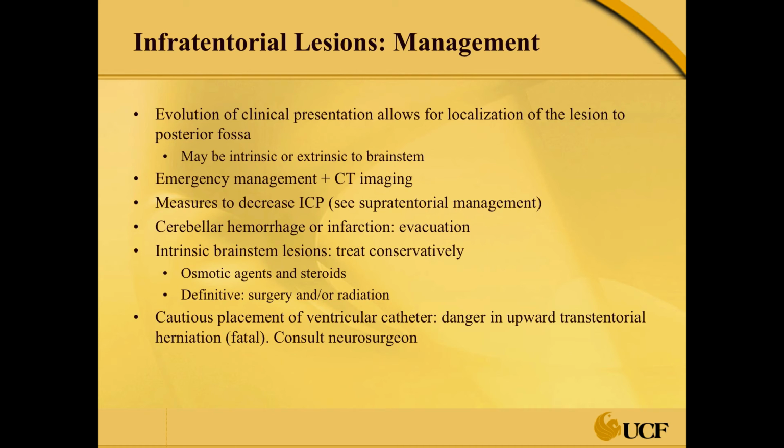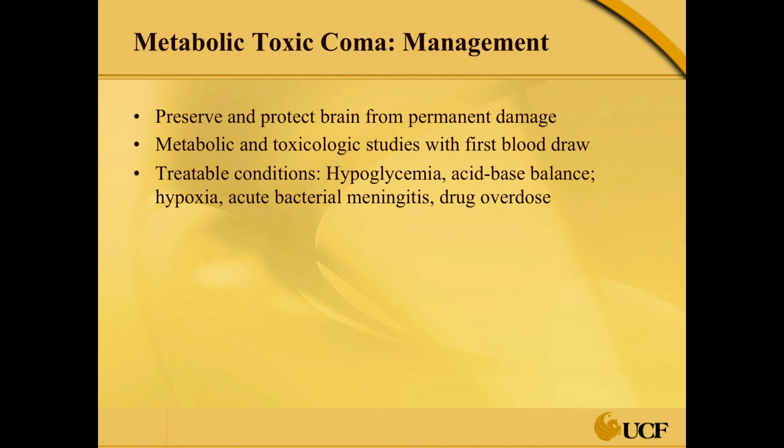Intrinsic brainstem lesions are going to be treated conservatively with osmotic agents and steroids. Surgery or radiation might be necessary in those folks as well. And then these people are going to have a more conscious placement of a ventricular catheter. It can be dangerous in upward transtentorial herniation and even fatal. So, all these patients are going to have a neurosurgeon on consult anyway, but we would defer anything like this to the person that would actually be putting that in.